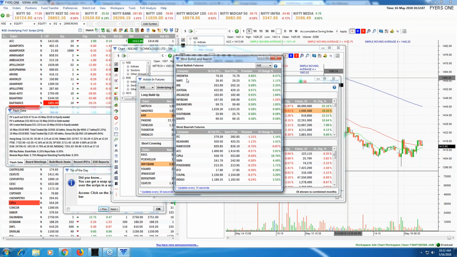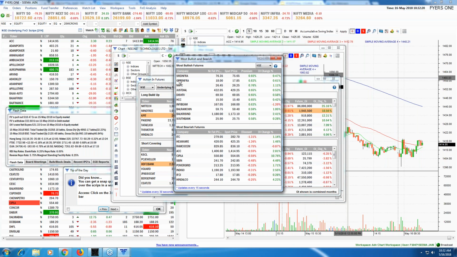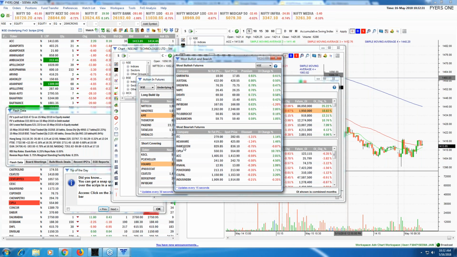SREI Infra, NHPC, IRB, Just Dial. These are actually the most bullish, right? These are most bullish, and they keep changing. You can see here the most bullish futures: Dish TV, HCC, Infibeam, Balrampur Chini, Balkrishna Industries, and South Indian Bank. And most bearish: ITC, Hexaware, Ramco Cement, Cipla, HCC, ACC, etc.